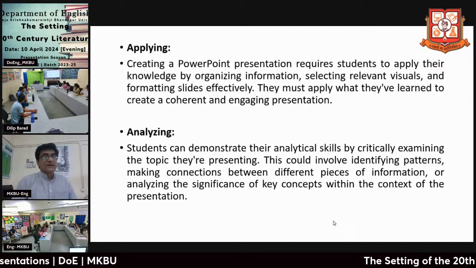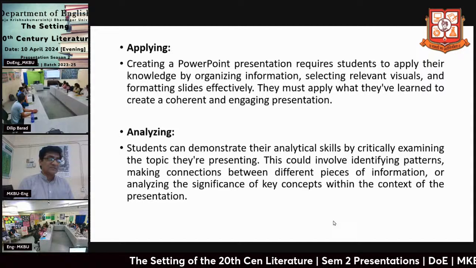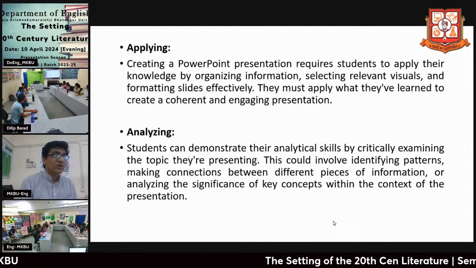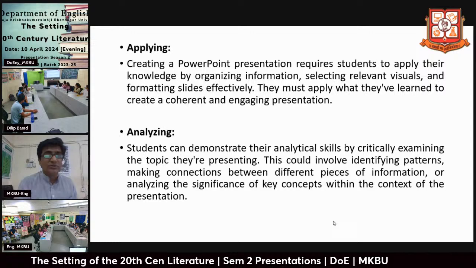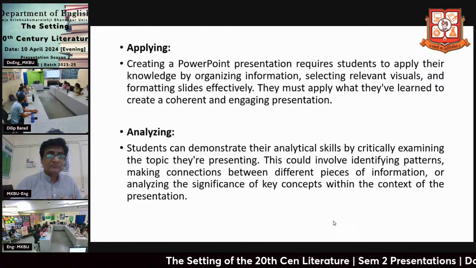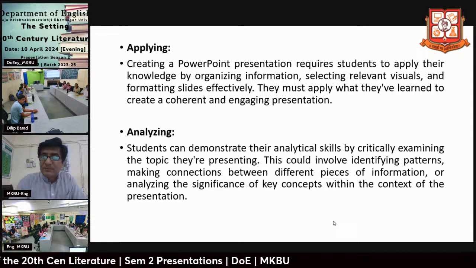Applying. Creating a PowerPoint presentation requires students to apply their knowledge, organizing information, which normally everybody is displaying, that is, how you will start, how your climax will come, how you will conclude. That is the organization part. Selecting relevant visuals. Many of you are doing good in selecting images also. And formatting slides effectively also. Now even AI is helping many of you in preparing beautiful slides. They must apply what they learned to create a coherent and engaging presentation. So we can say that all of your presentations are of good quality. So when the slides are well prepared, well organized, content also is good there.